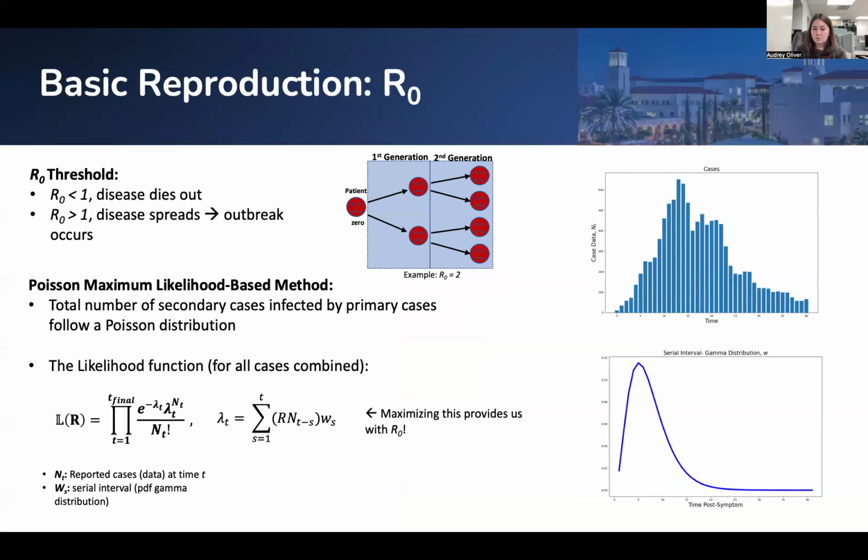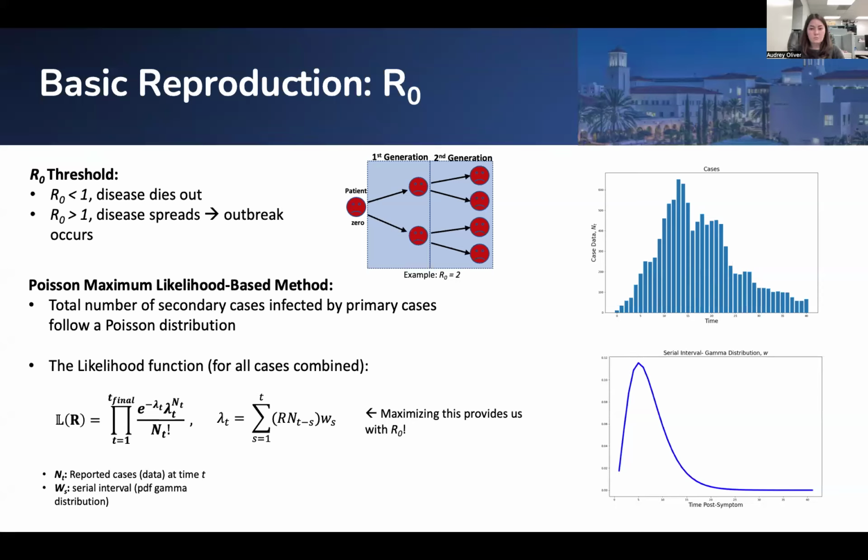The basic reproduction number, often referred to as R0, represents the total number of secondary cases infected by a primary case. To estimate R0, we can follow the Poisson maximum likelihood estimation-based method, in which we assume the total number of secondary cases infected by primary cases follows a Poisson process.